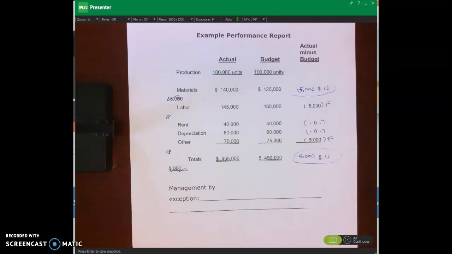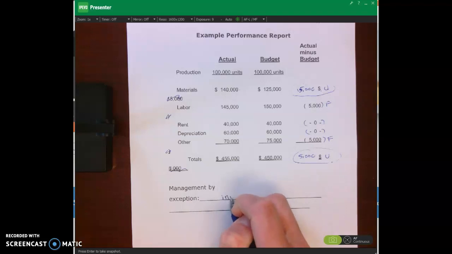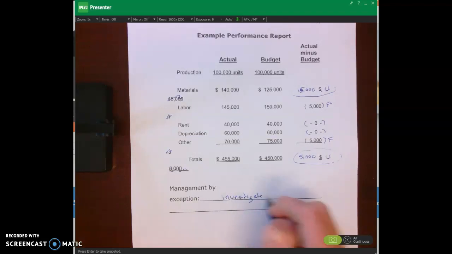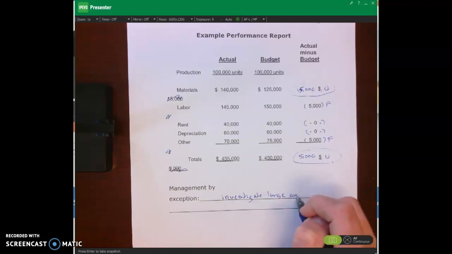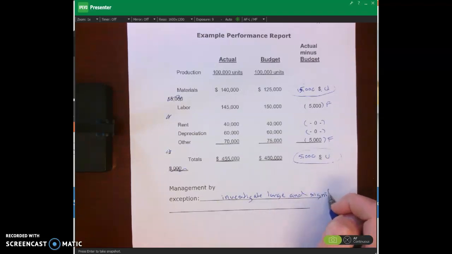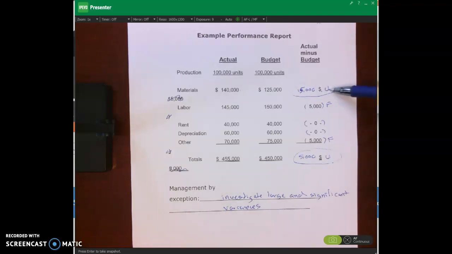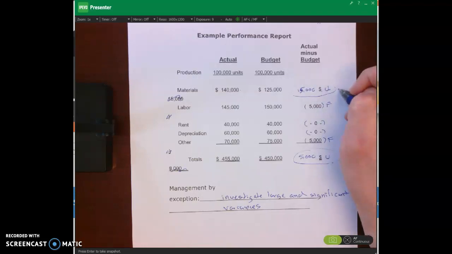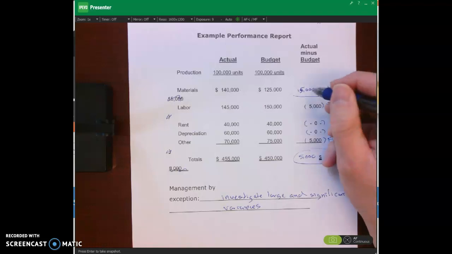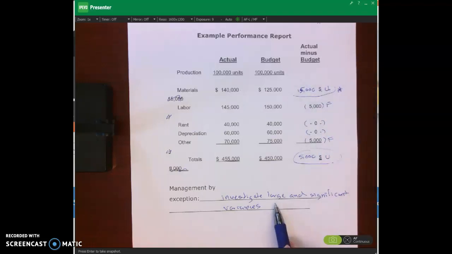And so we'd want to do some investigations to figure out why that is. Okay? Two more things about this performance report that I wanted to talk about. The first one is management by exception. And what that means is that we want to investigate large and significant variances. So when we look at this, this is the one we'd really want to focus on because it's $15,000 and it's unfavorable by $15,000. So this is a key variance that we would want to look into. Why did this happen?